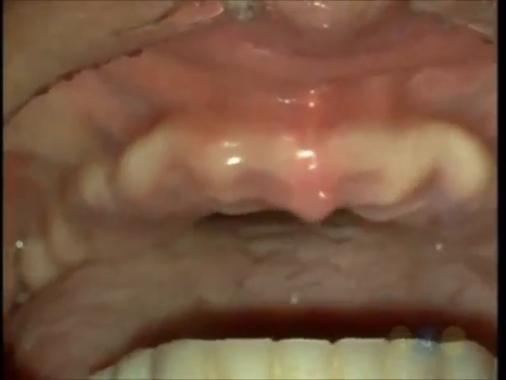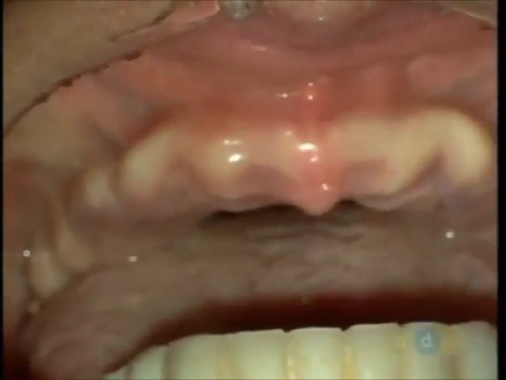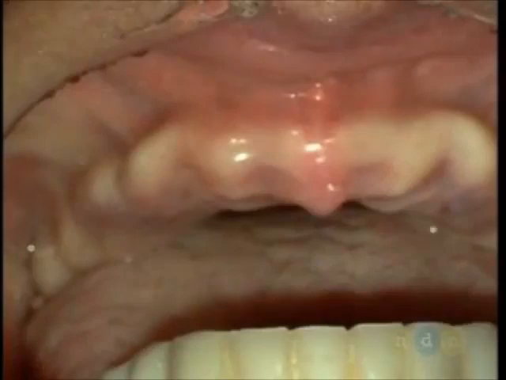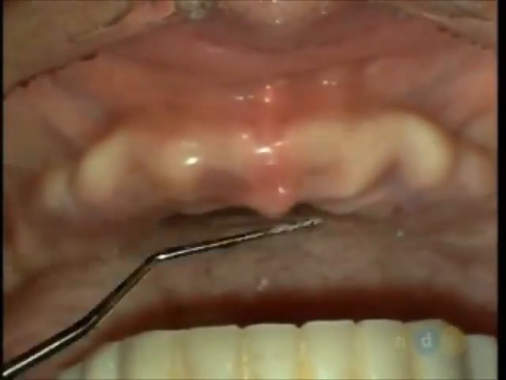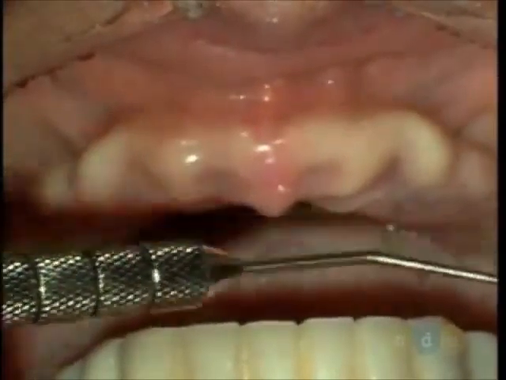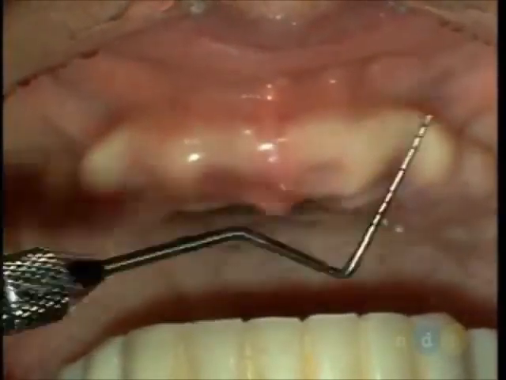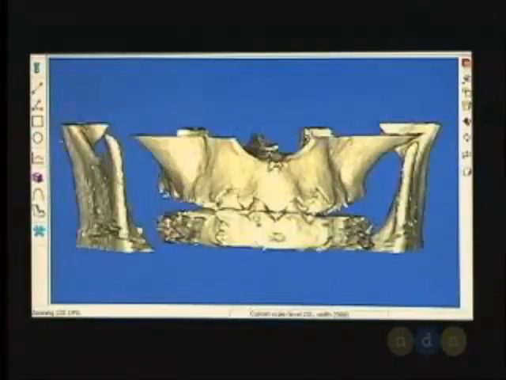And what we're going to do here is we have planned, utilizing CAT scan technology, a treatment plan that would enable us to replace her missing teeth with 4 to 6 implants from the bicuspid to bicuspid, to support a future overdenture. This is her upper jaw, and I'm going to magnify the image very simply.